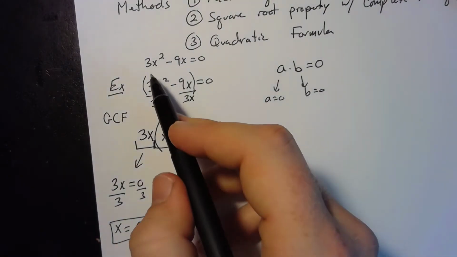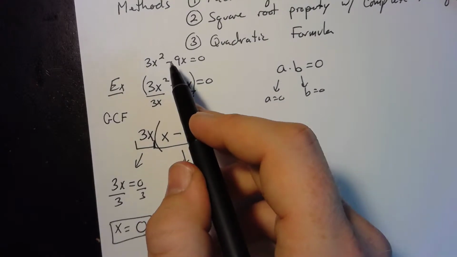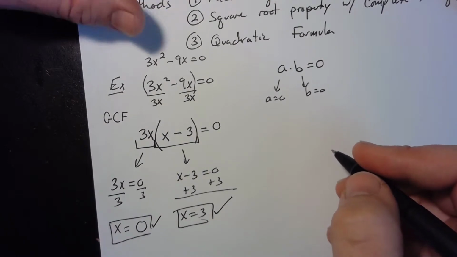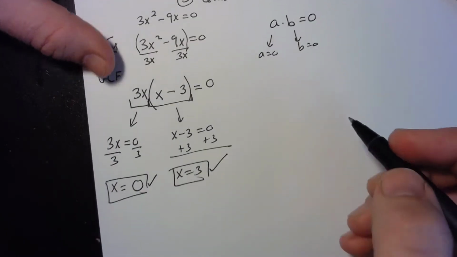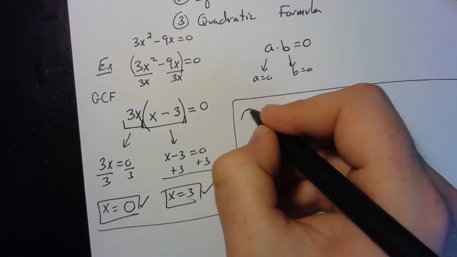And plugging in 3 gives me 3 times 3 squared, which is 3 times 9, 27, minus 9 times 3, 27, and I get back 0. Both of those values check. Now, that is one method of factoring that we could use.